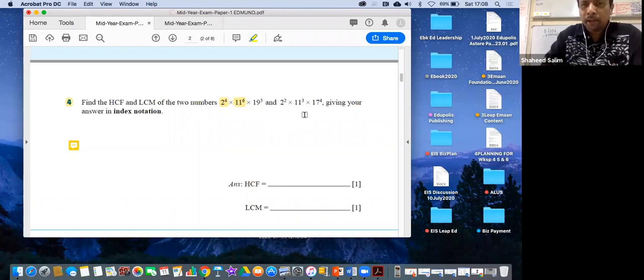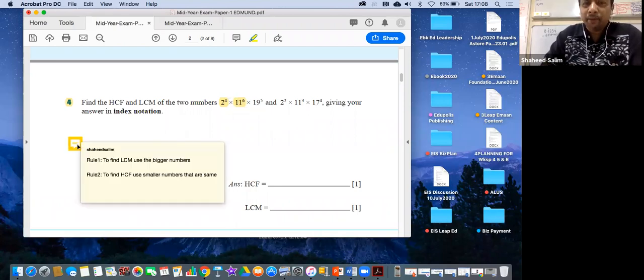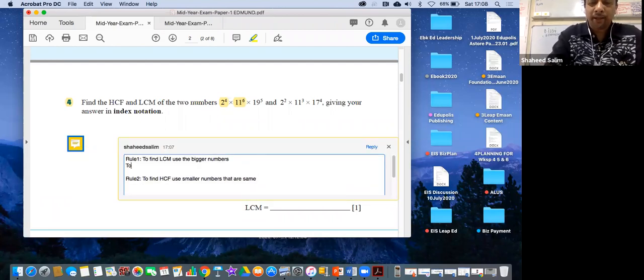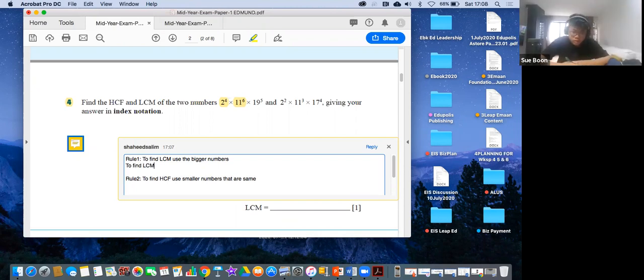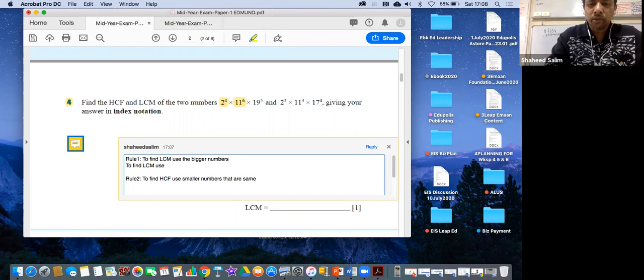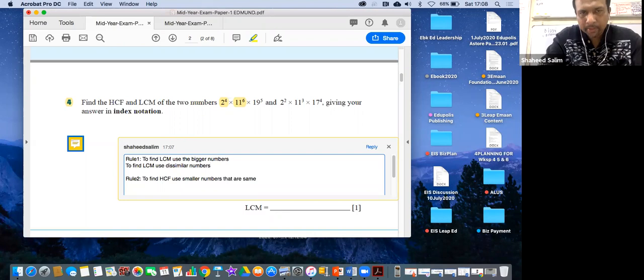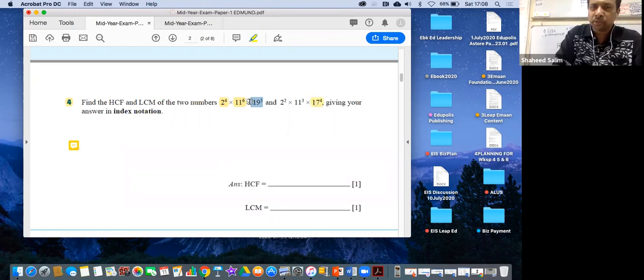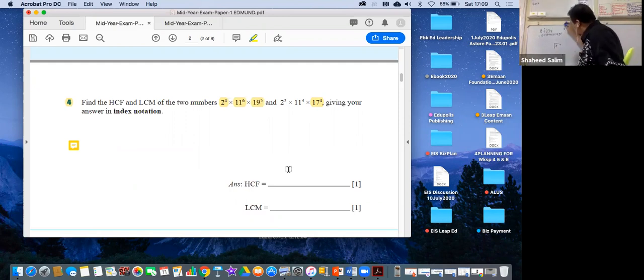Now the next two numbers, you don't have similar ones. When you don't have similar ones, this is rule number 2 for LCM. To find LCM, use non-similar, dissimilar numbers. So if your numbers are the same, you take the bigger one. If they're not the same, you must use them. So there is no 17. You must use the 17. You must use this 19. So what does it become? It becomes like this. Your LCM for the two numbers will be like this.